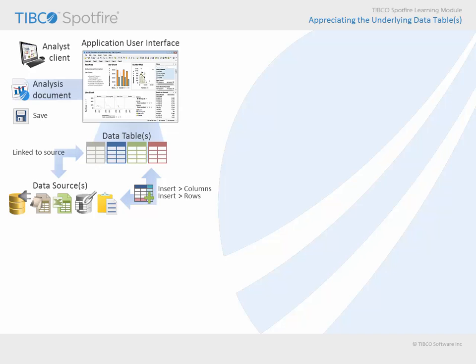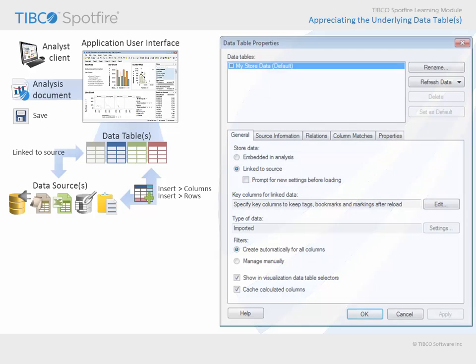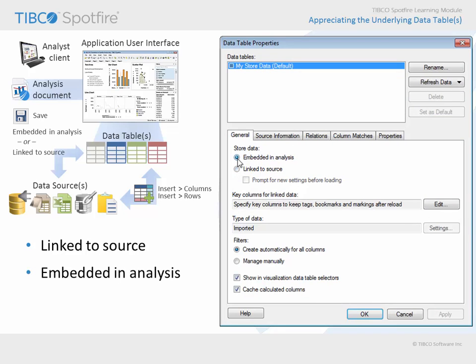Because of this layered arrangement of components, the Data Table Properties dialog provides the option to save only the link to the source, or you may elect to embed a data table within the analysis document, thereby making the data source layer no longer necessary. Let's take a look at a very quick demonstration.